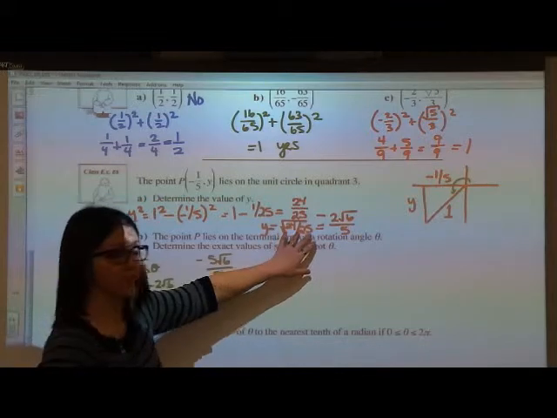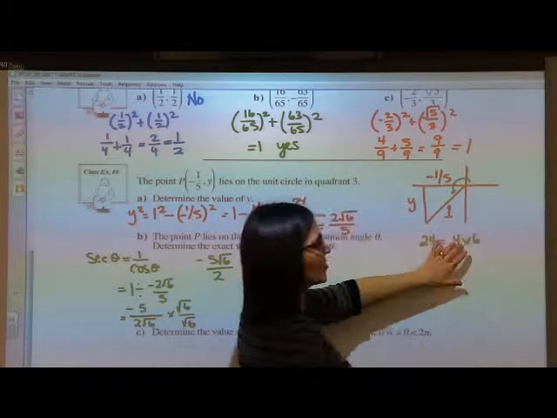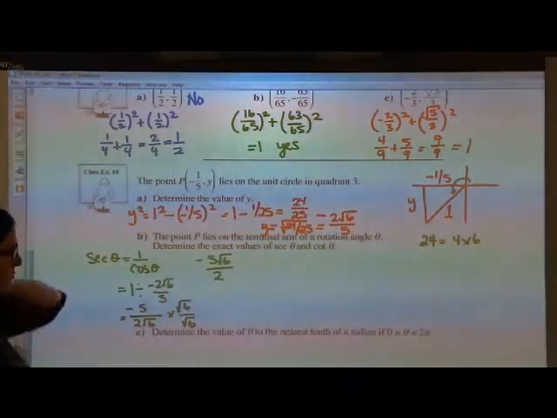Okay. The reason why this is 2√6, remember 24 I can write as 4 times 6. Square root of 4 is 2, and then that leaves me with √6.